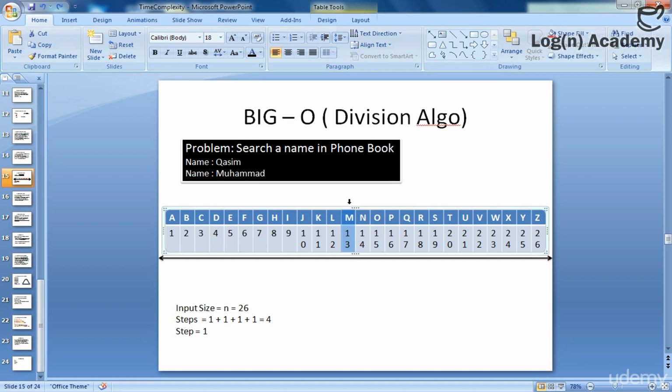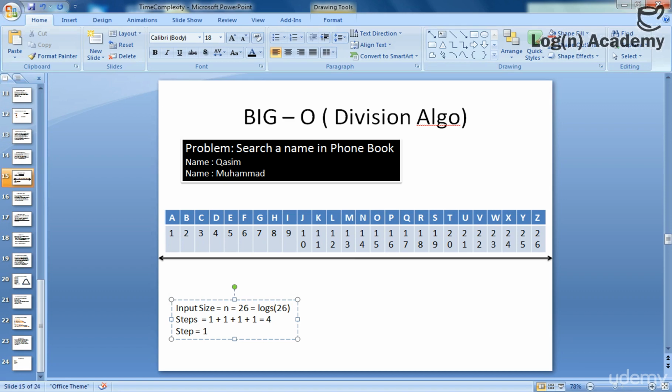We didn't divide the input size into 2. So this is the best case. The worst case is when you keep on searching the list and you go till the last. So here let me say, if I want to take the logarithm of 26 and say log of 26, what will be the log of 26 with the base 2 here, right?